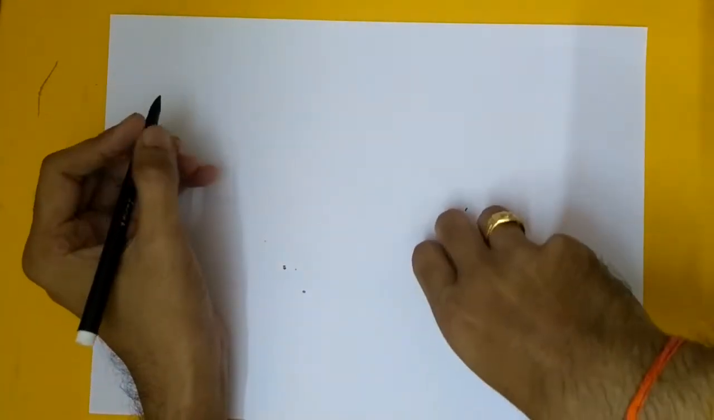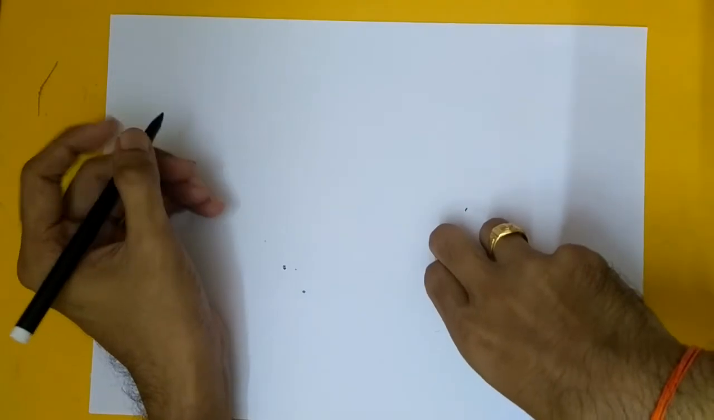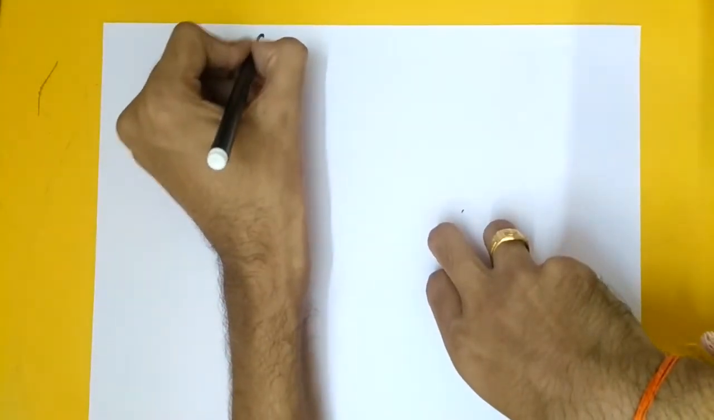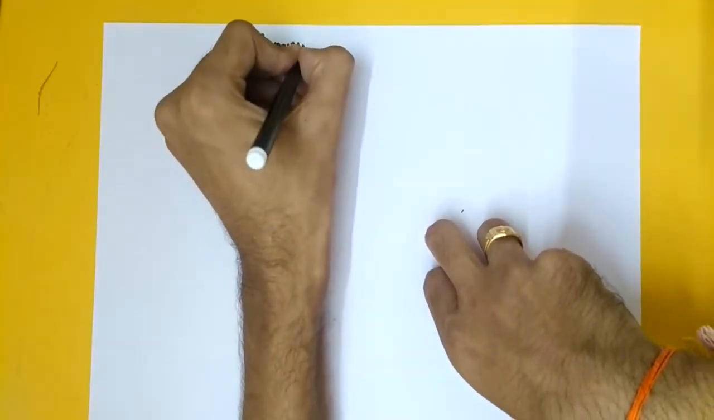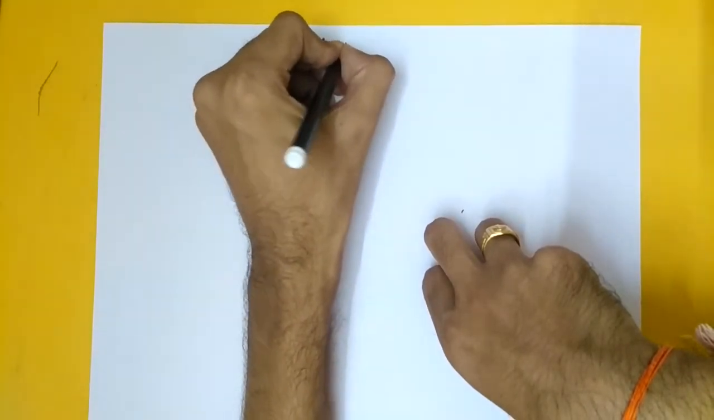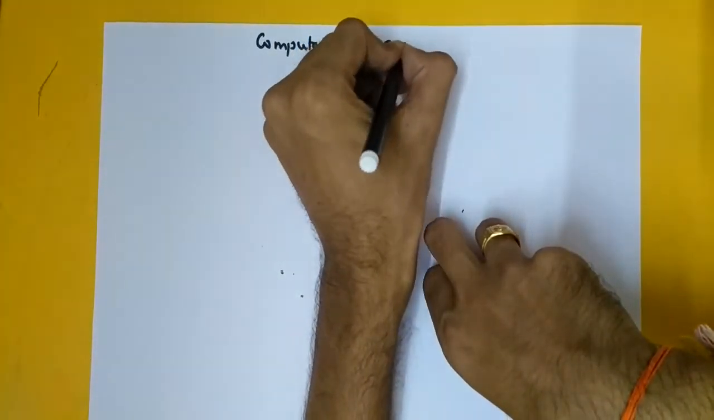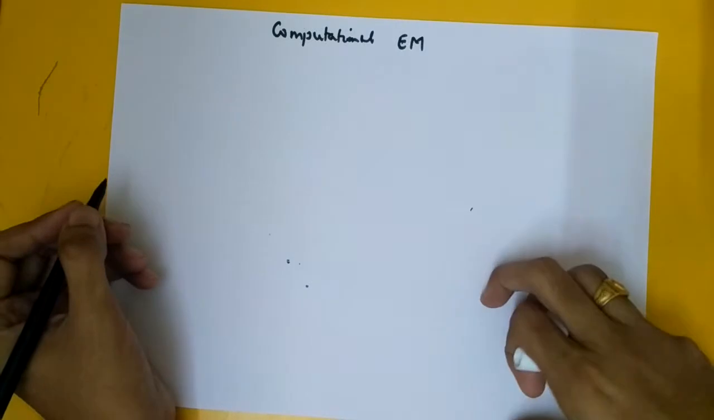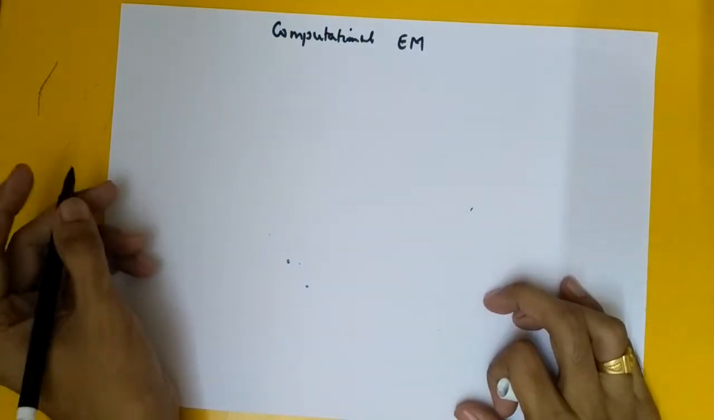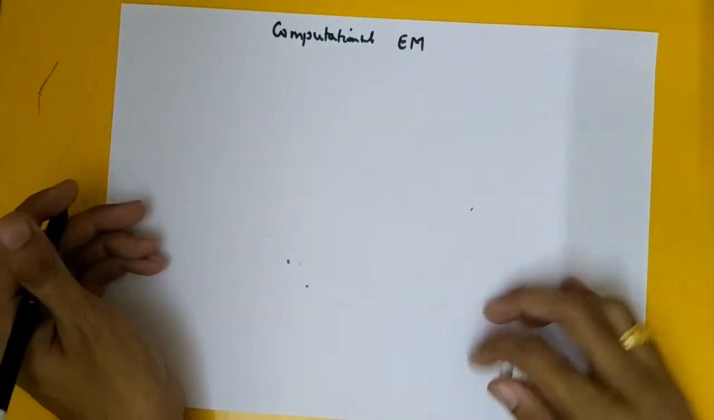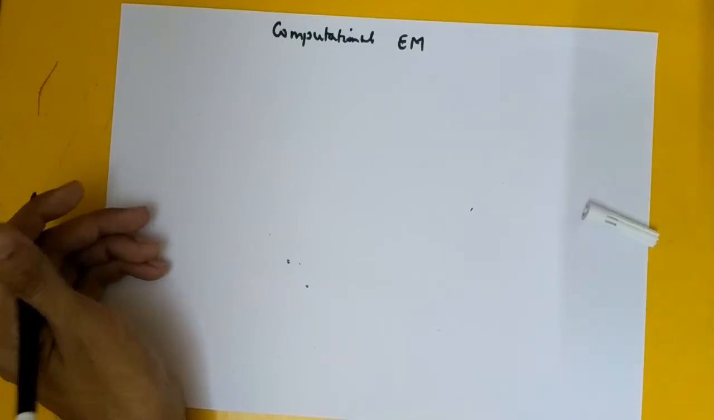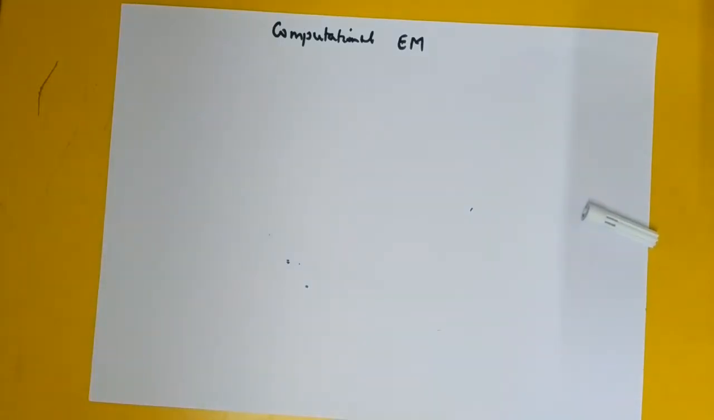Good afternoon. So we are done with the transmission lines module. The next module, or I can say the last module, is computational electromagnetics. I can use the short form EM for electromagnetics. Basically this chapter is concerned with solving EM problems.